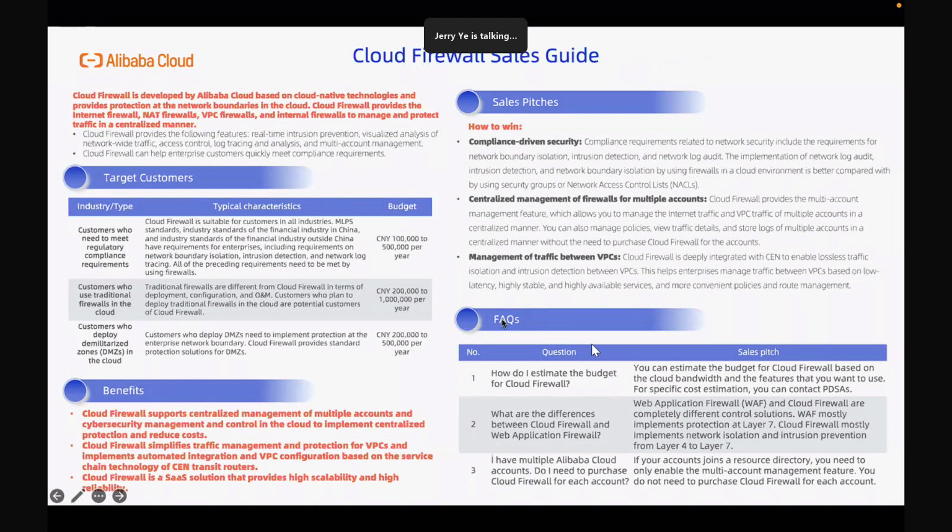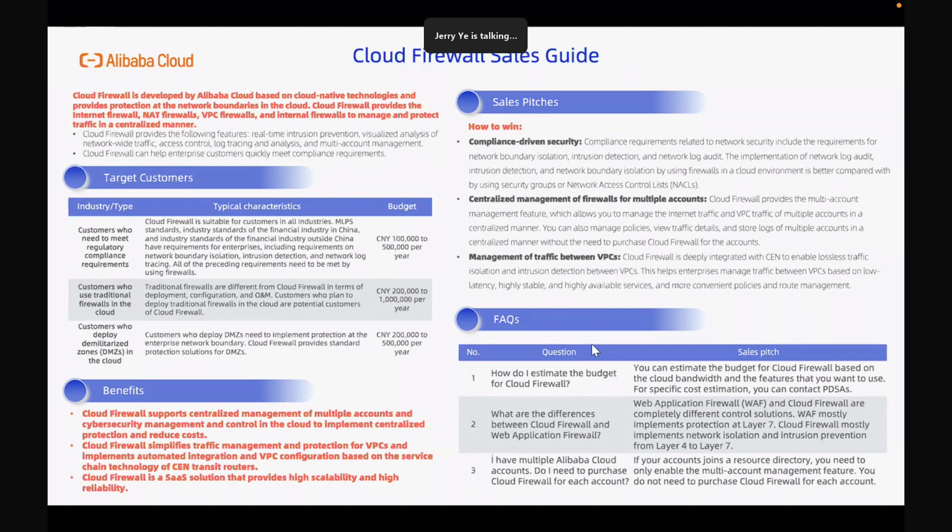Okay, so let's take a look at the FAQs. How do I estimate the budget for cloud firewall? Of course, you can estimate the budget for cloud firewall based on the cloud bandwidth and the features that you want to use. And what are the differences between cloud firewall and web application firewall? WAF is a proxy. It can be a proxy. It can also be deployed in transparent mode. WAF mainly defends against web layer 7 attacks. But cloud firewall, you can think of this one as layer 4 to layer 7. Okay, that is the difference.